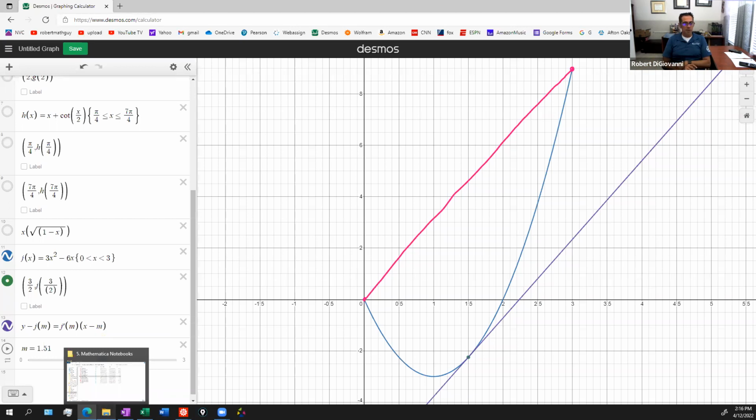Yeah. We have found the point, the x value, the c value, where your tangent line is parallel to the secant line. Every continuous function on a closed interval has that happen. And it could be at more than one point, okay? But you're guaranteed at least one.